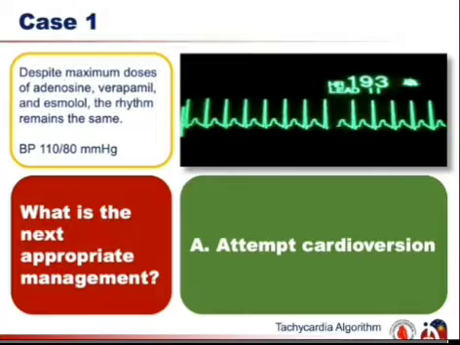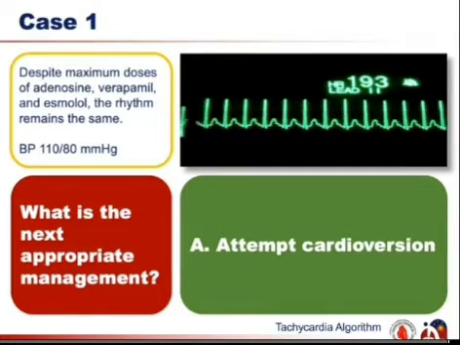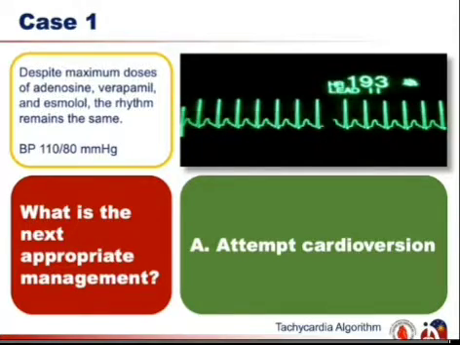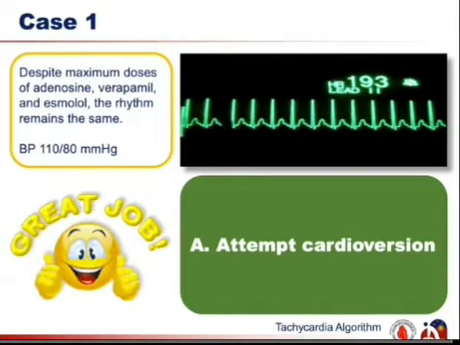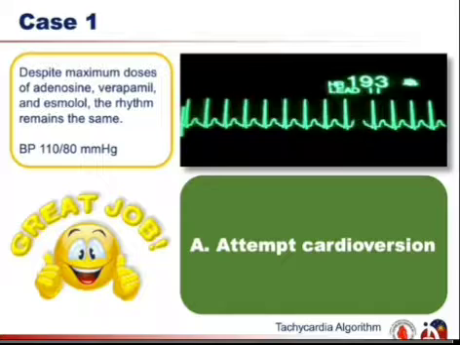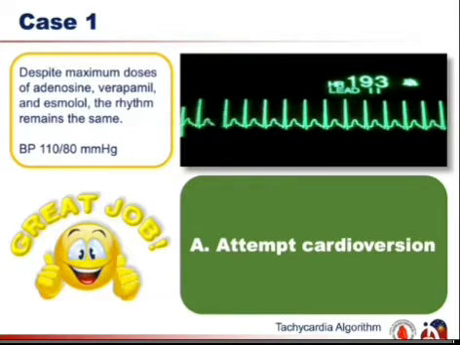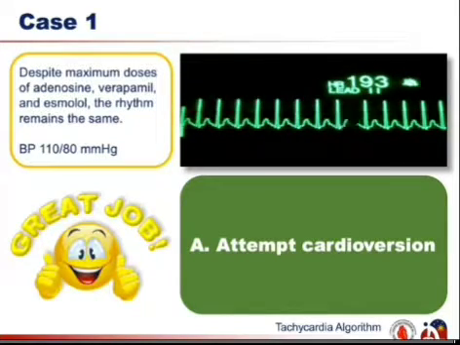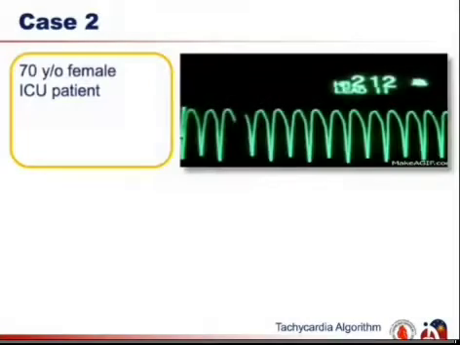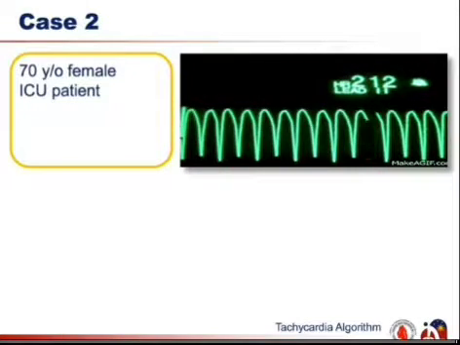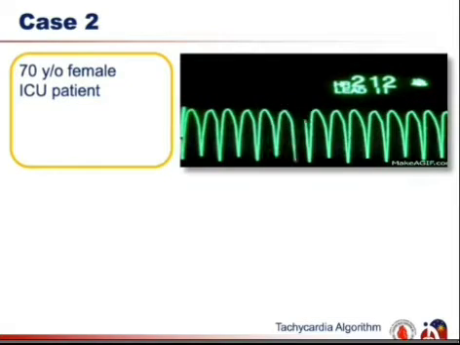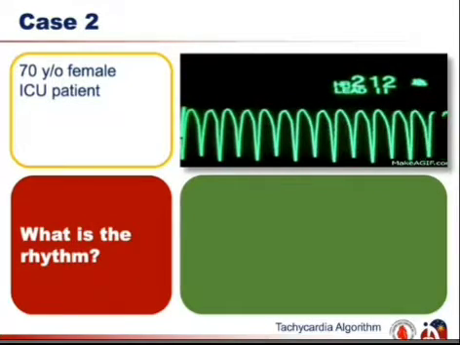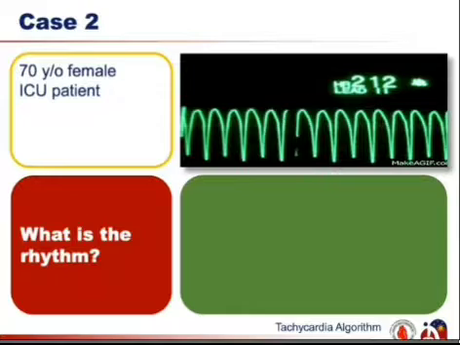The answer is A. Attempt cardioversion. You are correct. Good job. For stable tachyarrhythmias that are refractory to medications, you can attempt to do cardioversion. I give you case number 2. It's a case of a 70-year-old female who is admitted to the ICU. She is being referred to you because of this rhythm. What is your diagnosis?